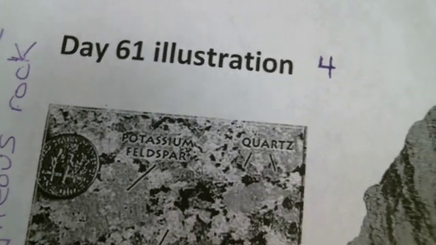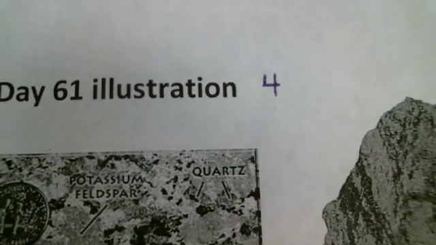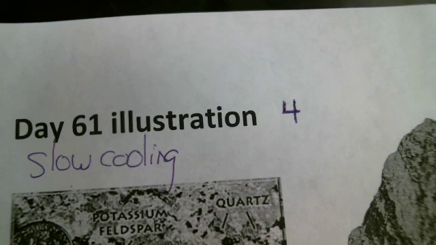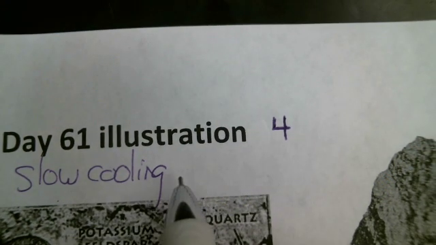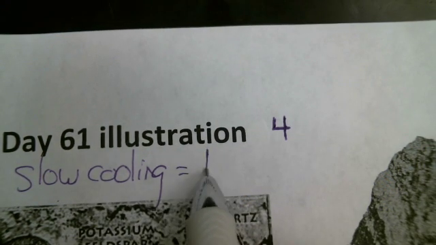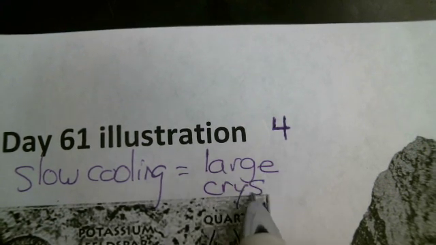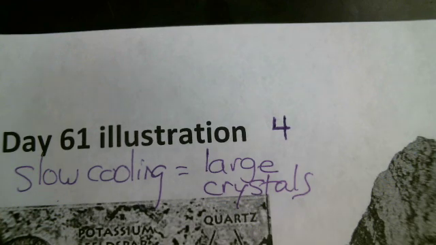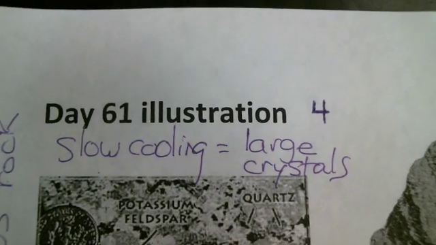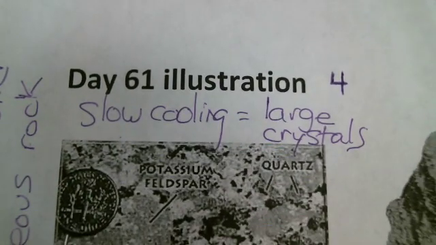Okay, above the picture, I want you to write down slow cooling equals large crystals. Slow cooling equals large crystals. And you can see that some of them are almost as big as a dime.